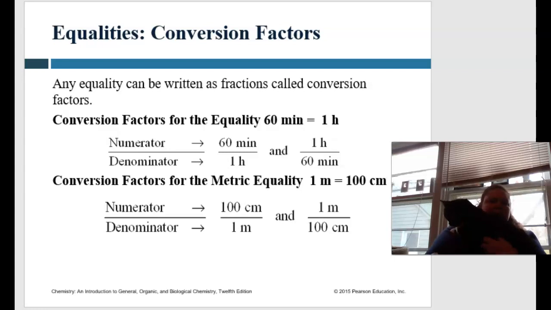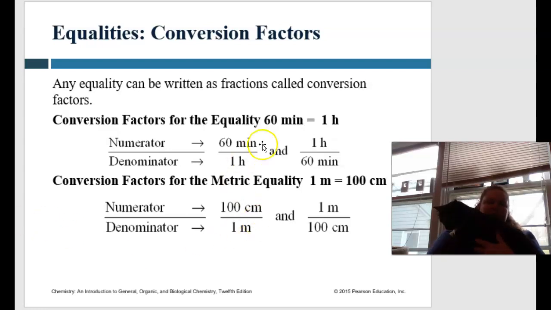Okay. So any equality can be written as fractions called conversion factors. So the conversion factors for the equality of 60 minutes equals 1 hour would be, you put the numerator on the top and the denominator on the bottom. Now, this is a silly way to remember it, but demons live below the ground, right? So denominator, demo, is going to be the one on the bottom. The numerator is going to be the one on the top. So you can write this as 60 minutes are in 1 hour.